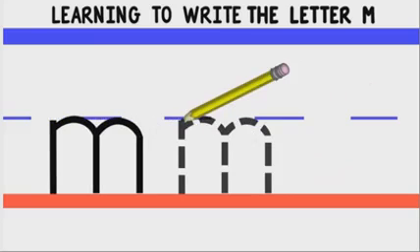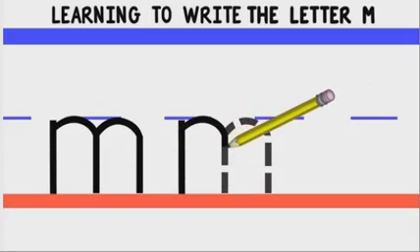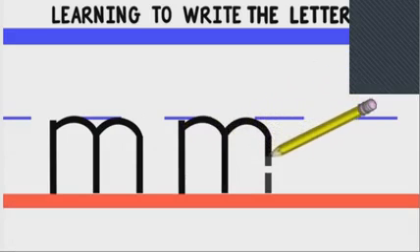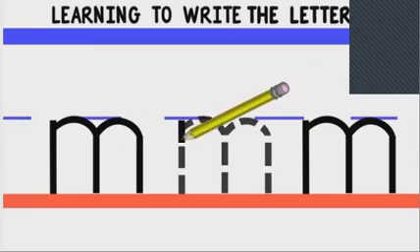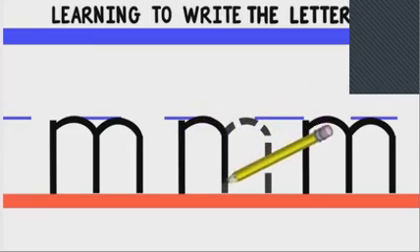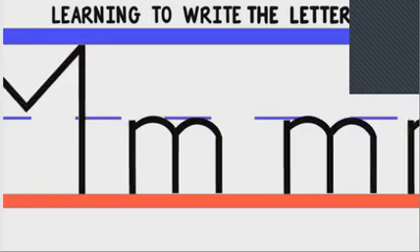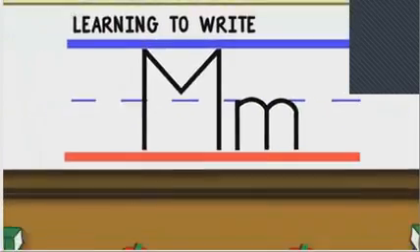We'll start in the middle and do a straight line down. Then go back to the middle and do a curved line and down. Then go up and do another curved line and down. Good job! Now you try. Great job! Now you know how to write the letter M.